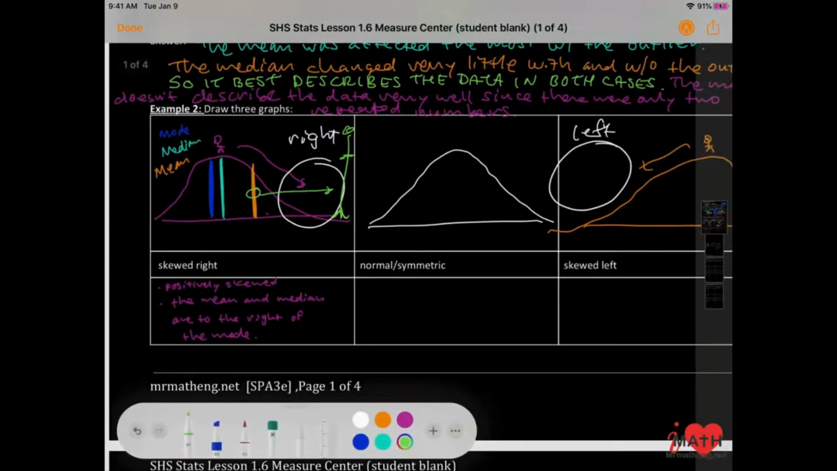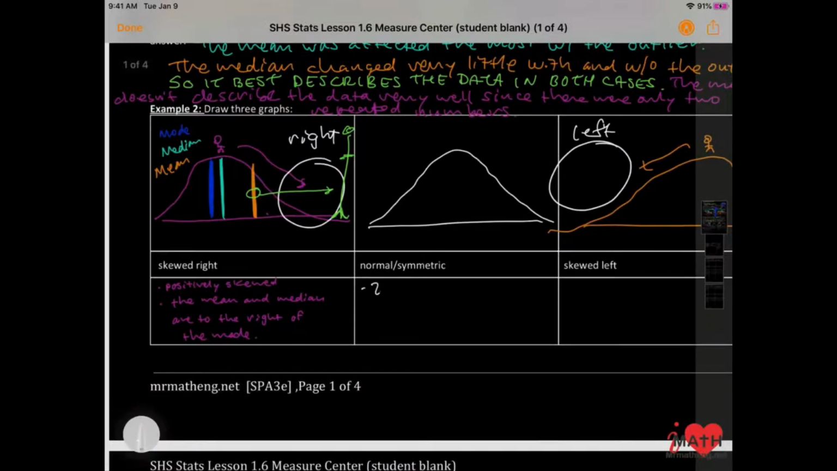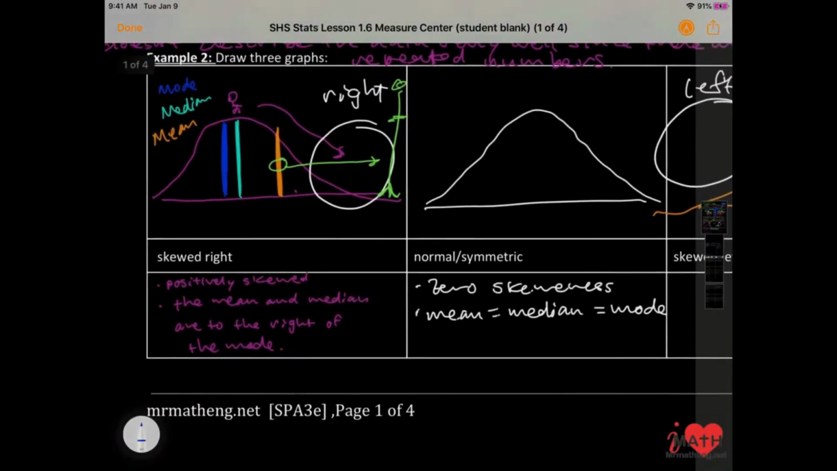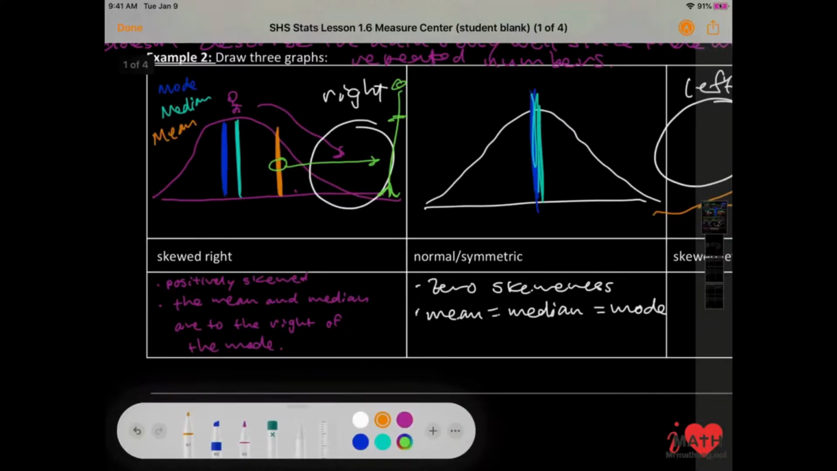All right, let's talk about the normal or symmetric. They call this one zero skewness. So just big idea, it's normal. And this is what you need to know. The mean is equal to the median, so it's exactly the same, and it's also equal to the mode. All of those numbers are the same. So let's go back to our color coordination on the left side. The mode, the median, and the mean are exactly the same.